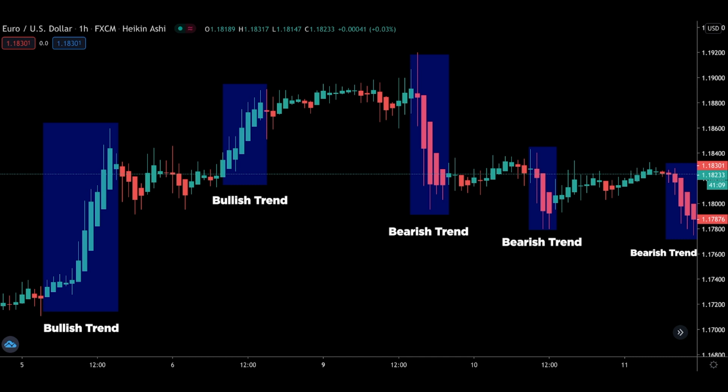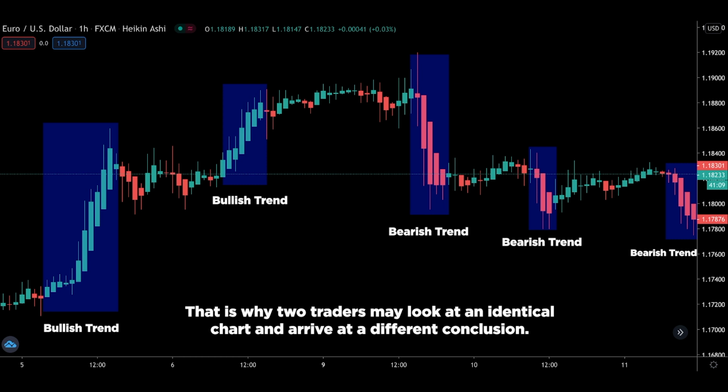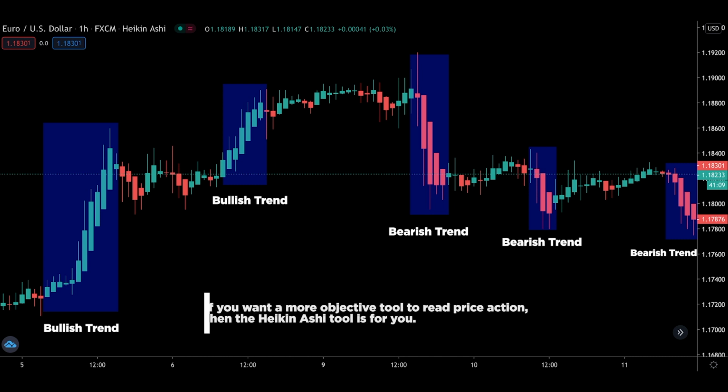I like the Heiken-Ashi because it is less subjective than your typical Japanese candlesticks. Japanese candlesticks can be interpreted in multiple ways depending on the context. And that is why two traders may look at an identical chart and arrive at a different conclusion. Well, if you want a more objective tool to read price action, then the Heiken-Ashi tool is for you.